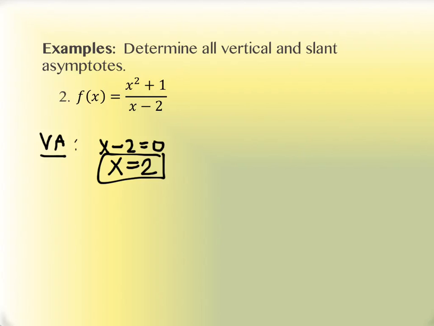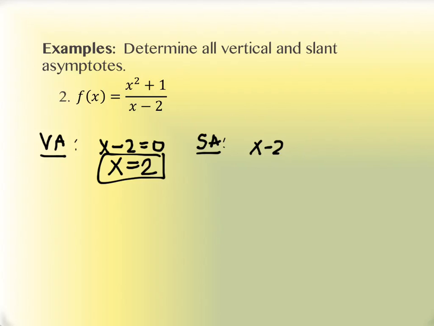Now, the slant asymptote requires long division. Again, the slant asymptote only happens when the degree of the numerator is 1 more than the degree of the denominator. Is that the case here? Yes. The degree of my numerator is 2, because I've got x squared. The degree of the denominator is 1, because x does not have a visible power, so it's understood to be a power of 1. So I take my function and I use long division.